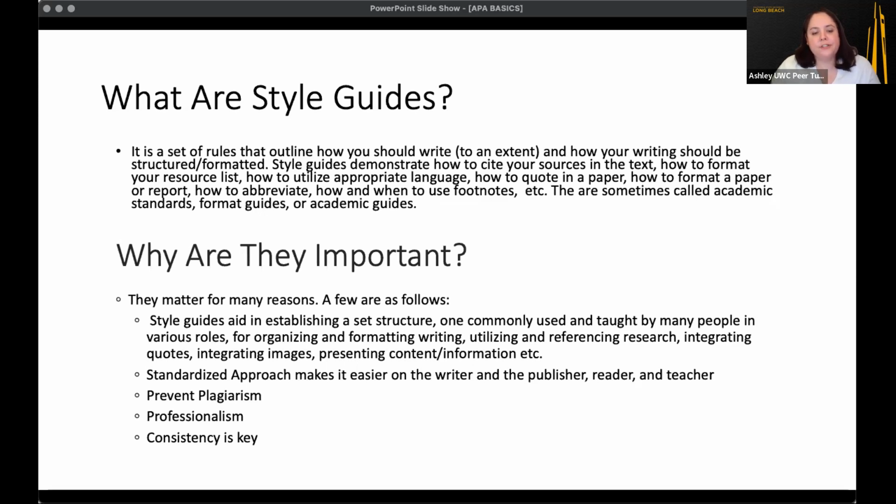Again, it just makes it easier to read. It helps you prevent plagiarism. It's a form of professionalism. And just remember that you must be consistent. It's important to be consistent throughout your paper.